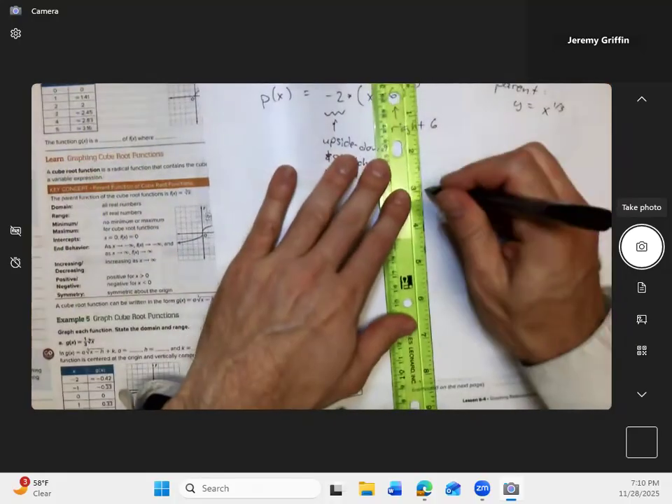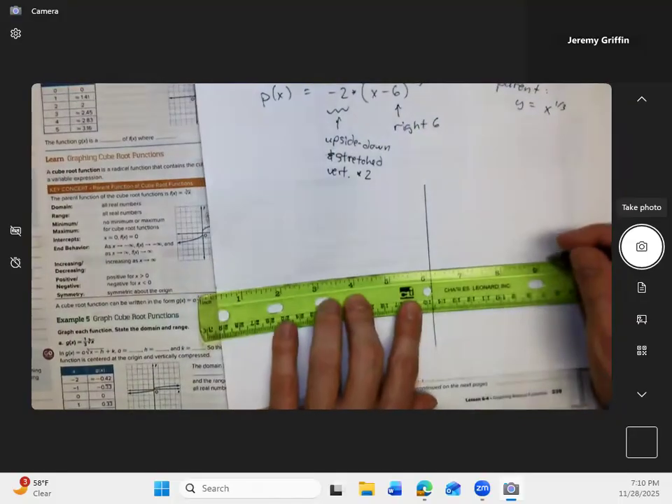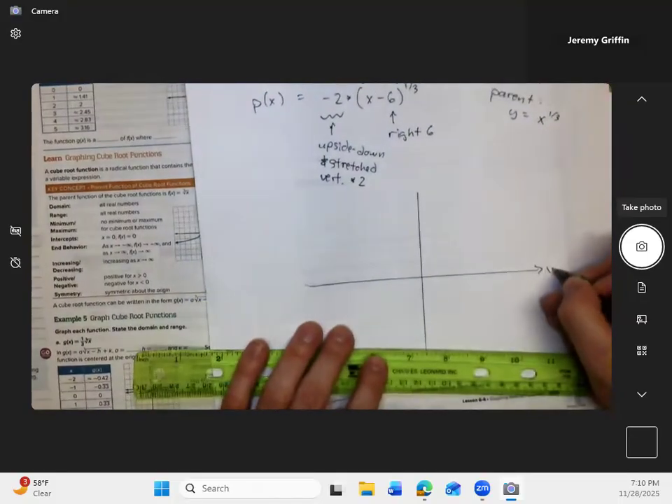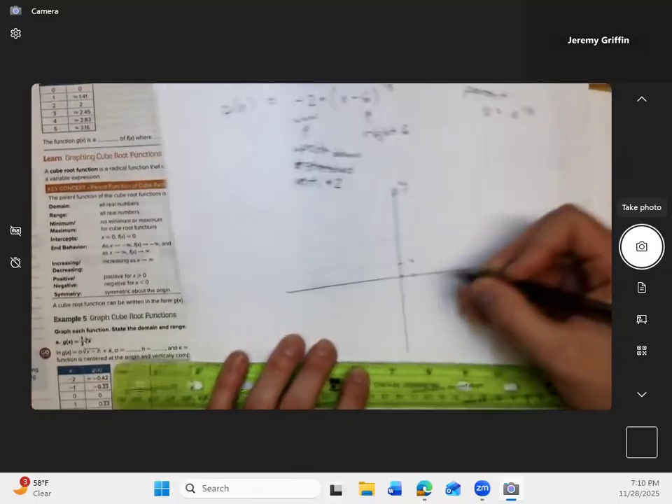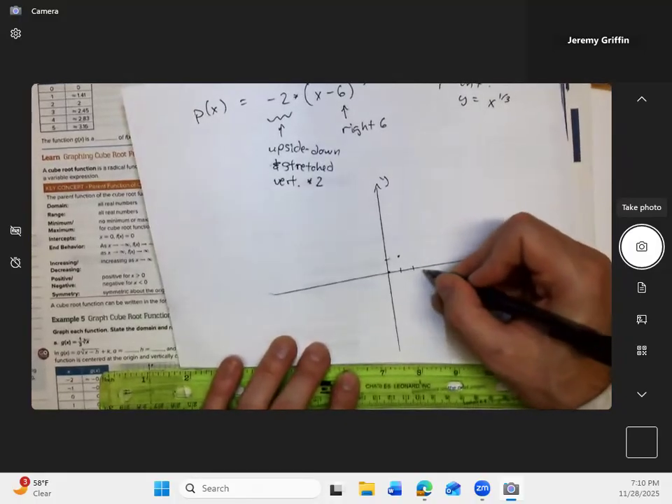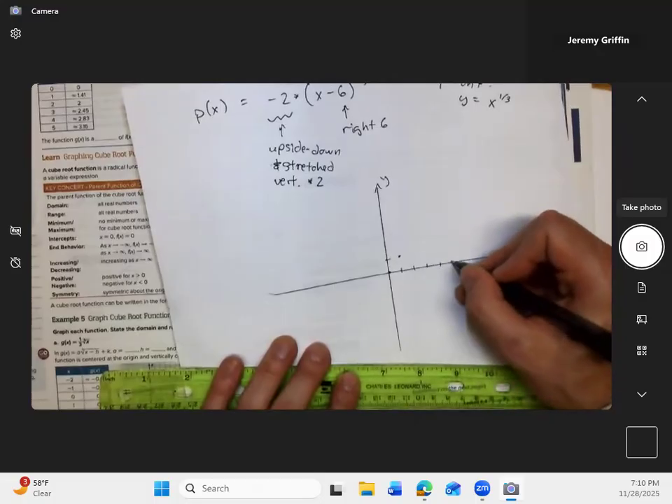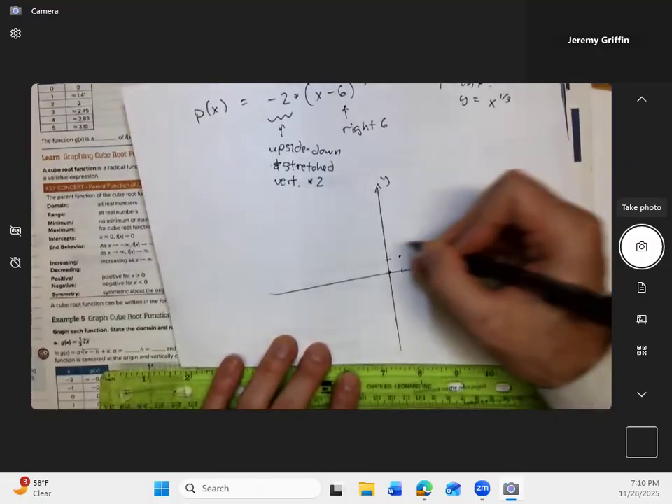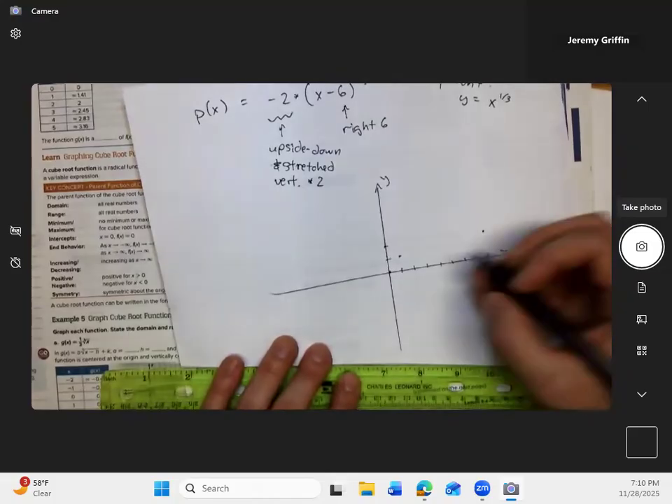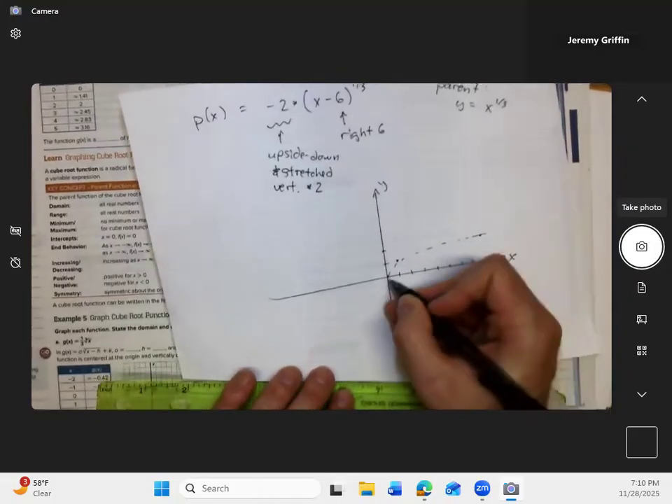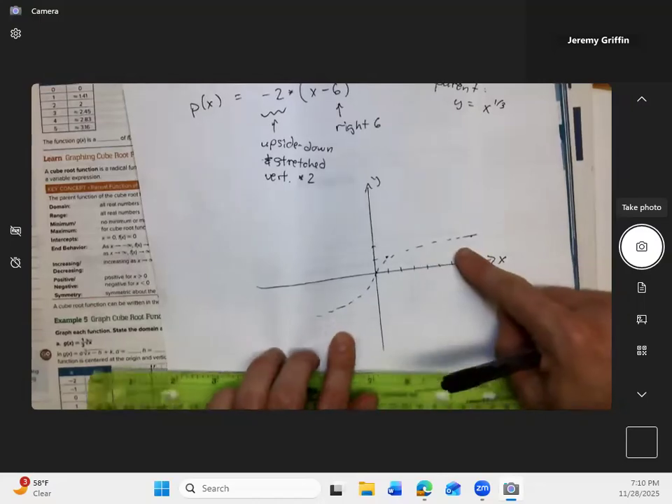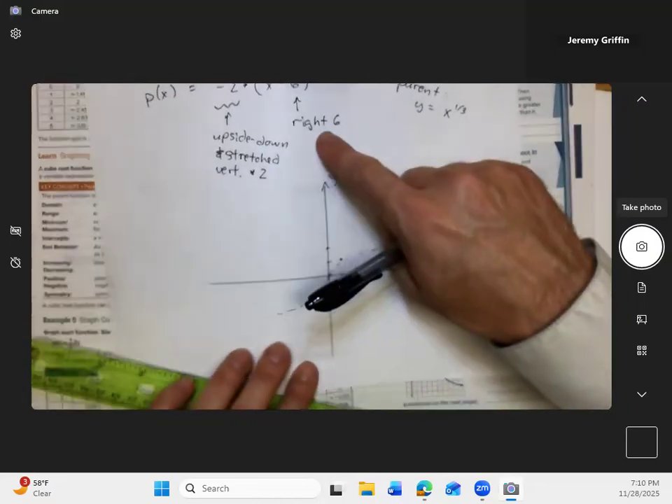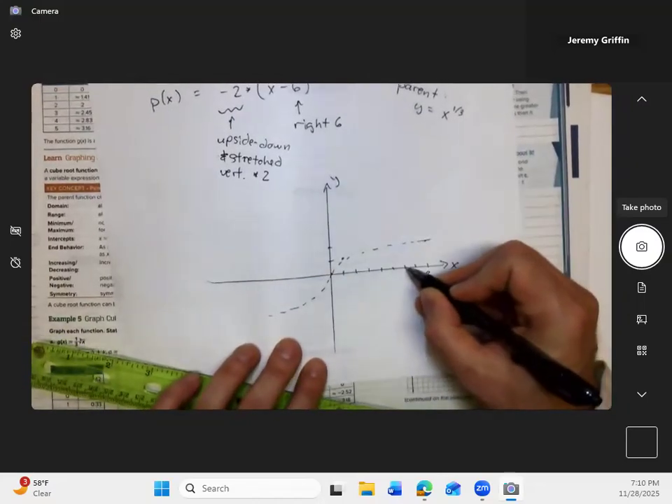Right, so the parent, we just did a few of these. So I know 0, 0, 1, 1, because the cube root of 1 is 1. The cube root of 2, 3, 4, 5, 6, 7, 8 is 2. So there's your parent right there. Of course, the cube root goes back to that. So I just dash off the parent function. Now, say we're going to go right 6. Well, that brings us way over here.